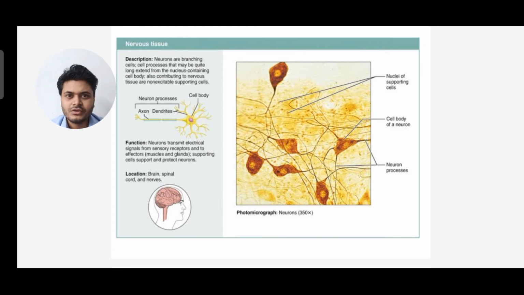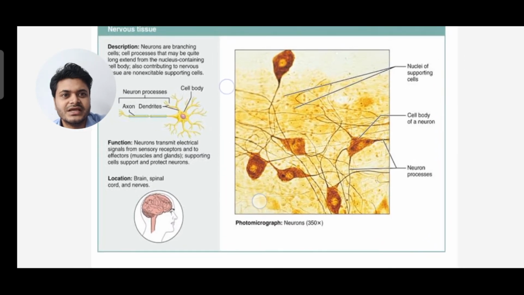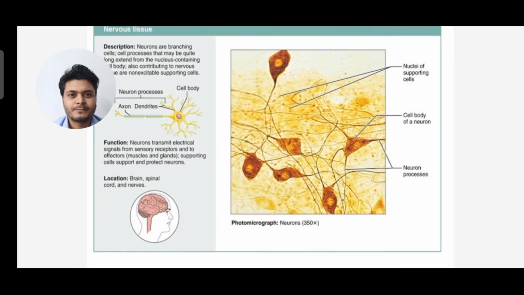So the axon is the long terminal part. And what are the functions? Neurons transmit electrical signals from sensory receptors to effector muscles and glands. Supporting cells support and protect neurons, and the location is the brain, spinal cord and nerves. You can see the long one is an axon, the fiber-like one is a dendron, and in the middle, in the cell body, there is a nucleus.